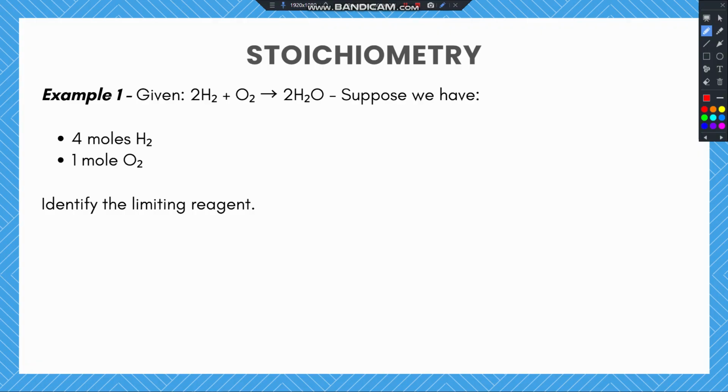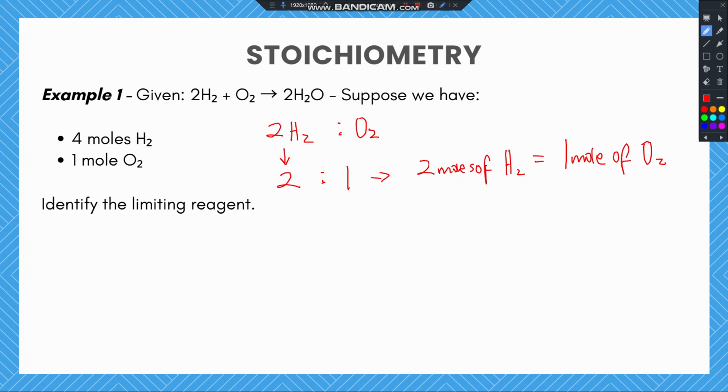So you can see from the equation we have 2H2 and O2. What this simply means is that we have 2:1. So in simple English, this means 2 moles of hydrogen requires 1 mole of oxygen, O2. So this is what the mole ratio is. Now we've gotten what the equation requires. So let's see what we have on ground. Now this question says, suppose we have 4 moles of hydrogen and 1 mole of oxygen.